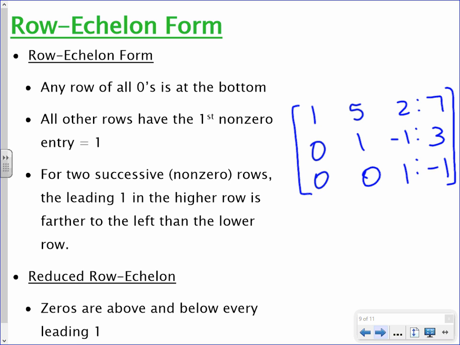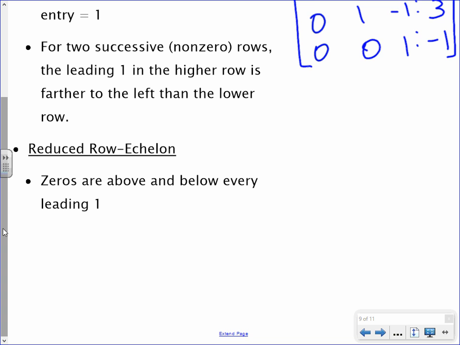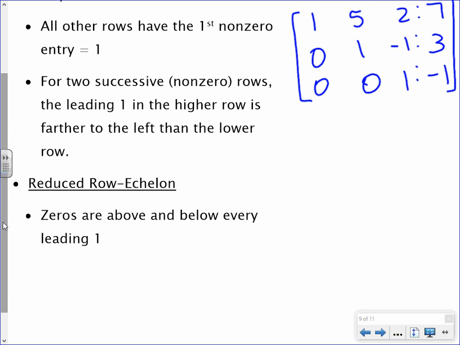An even better form is reduced row echelon form, where zeros are above and below any leading one. An example of this.